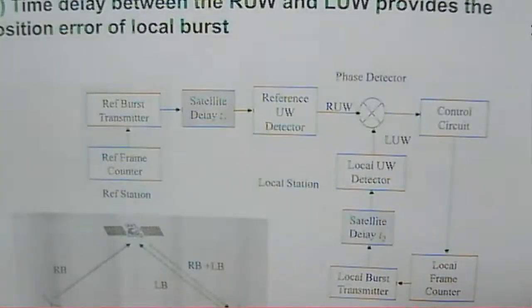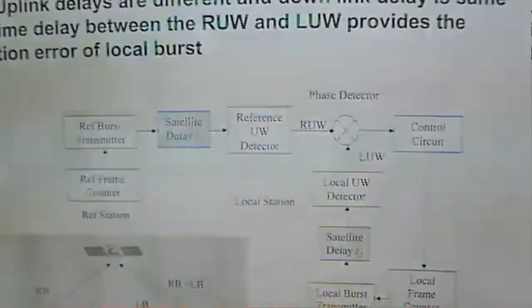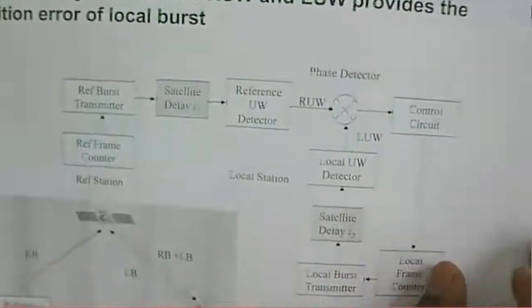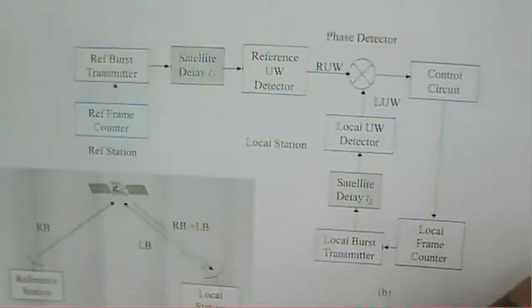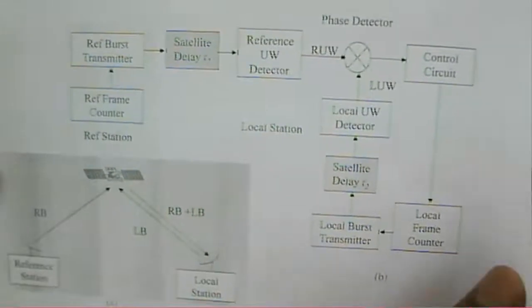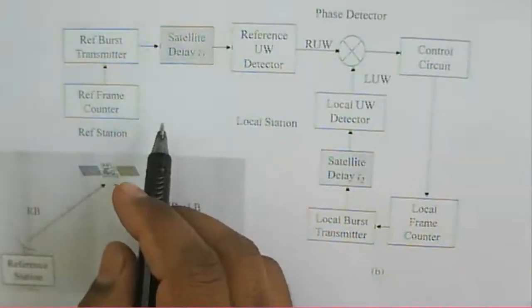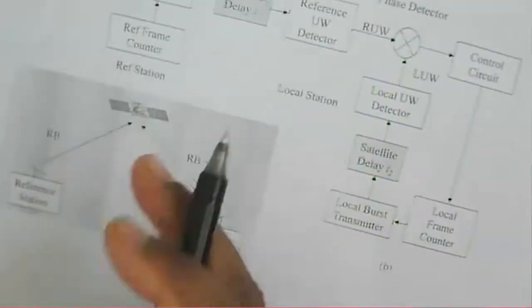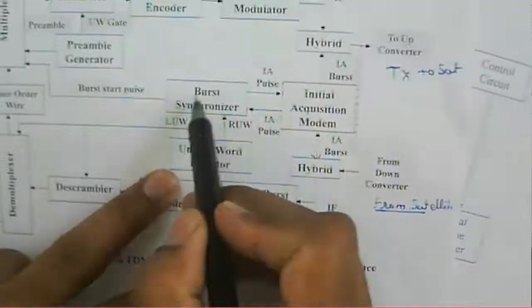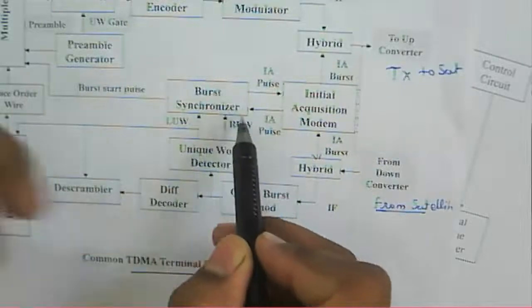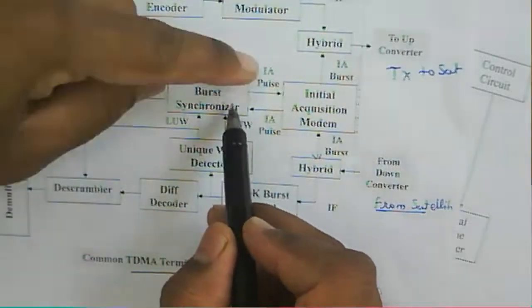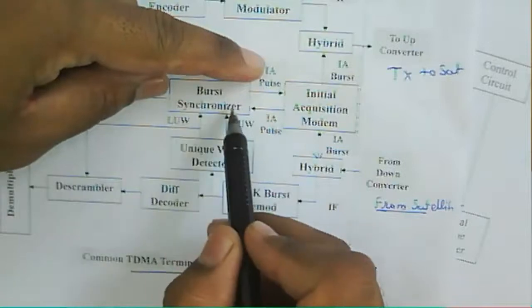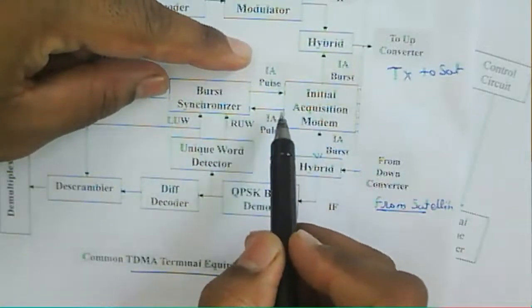So now here we understand a bus synchronization technique. To understand the bus synchronization, we should know what the delay between the stations will be. So the bus synchronization process in the TDMA terminal equipment will occur after the initial acquisition process.